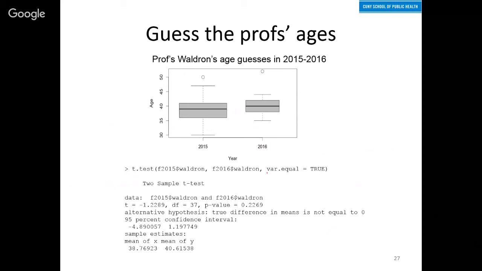In R, you specify var.equal = TRUE to say that I want to pool the variances, something different in SPSS. But let's see, the t-statistic here is minus 1.22 and the p-value is 0.22. So there's not enough evidence to reject the null hypothesis that I'm immortal. So now, does that prove that I'm immortal?